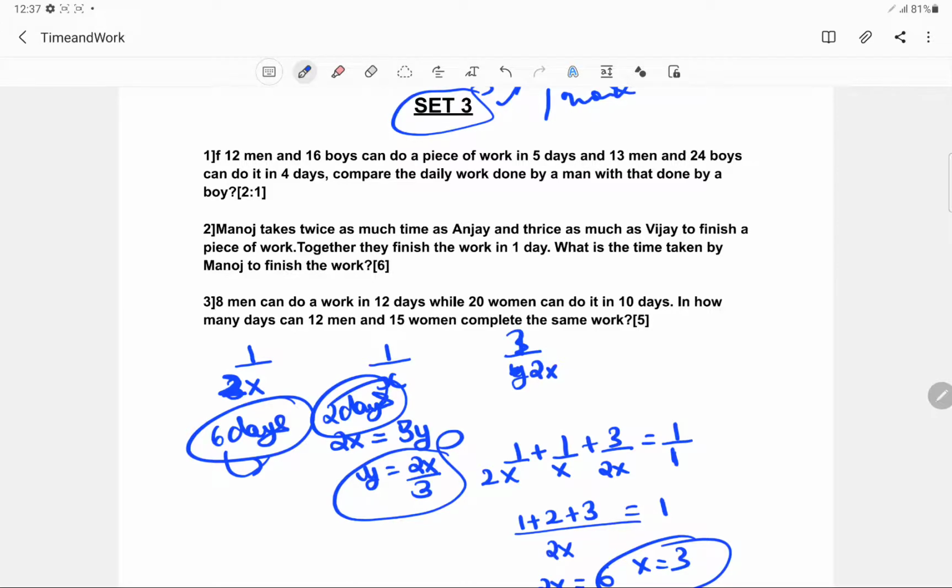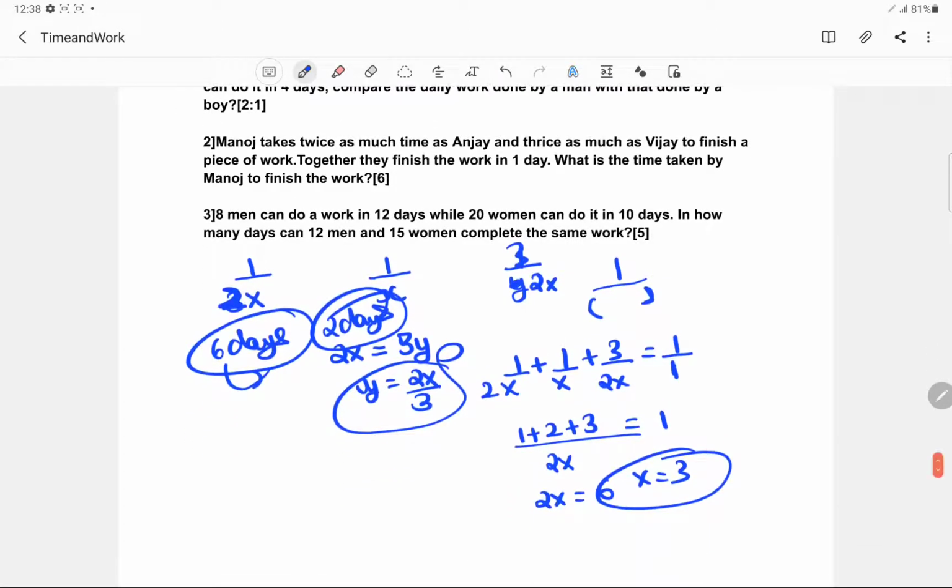Okay, this would be 2 days. This is how you have to follow the questions of efficiencies. You can do this either over here, write the number of days that they take, or rather do it directly in terms of the efficiency. For example, if the efficiency of Anjay was x and Manoj was taking twice more time, obviously his efficiency would be half of him.